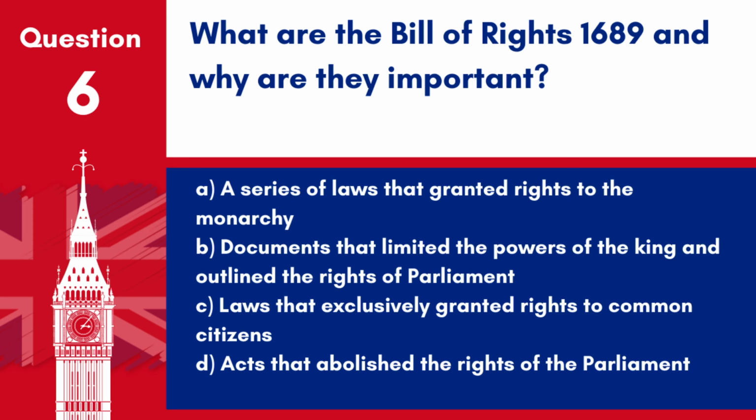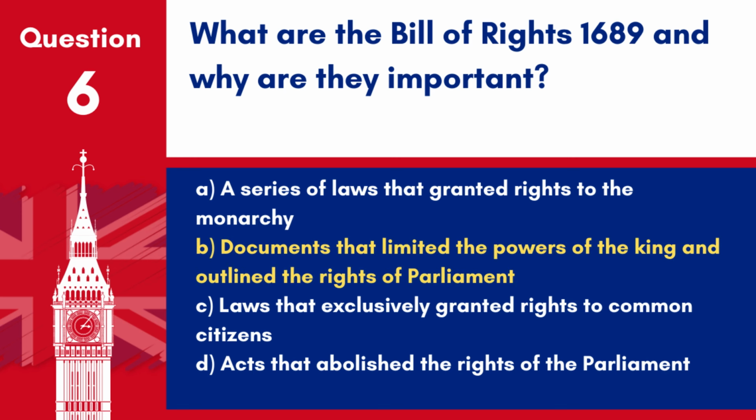Question 6. What are the Bill of Rights 1689, and why are they important? A. A series of laws that granted rights to the monarchy. B. Documents that limited the powers of the king and outlined the rights of Parliament. C. Laws that exclusively granted rights to common citizens. D. Acts that abolished the rights of the Parliament.